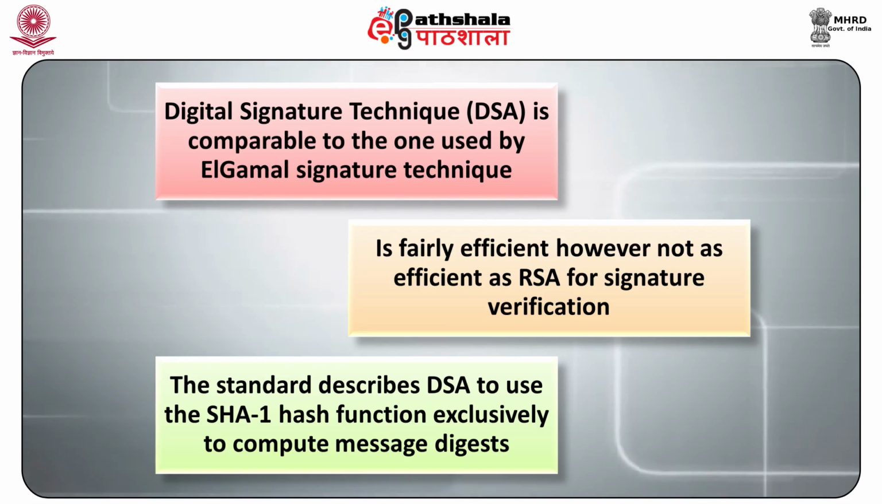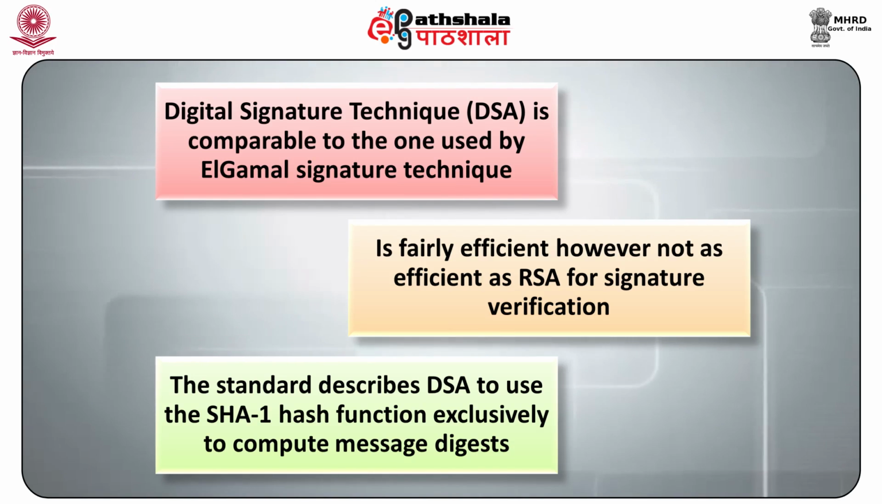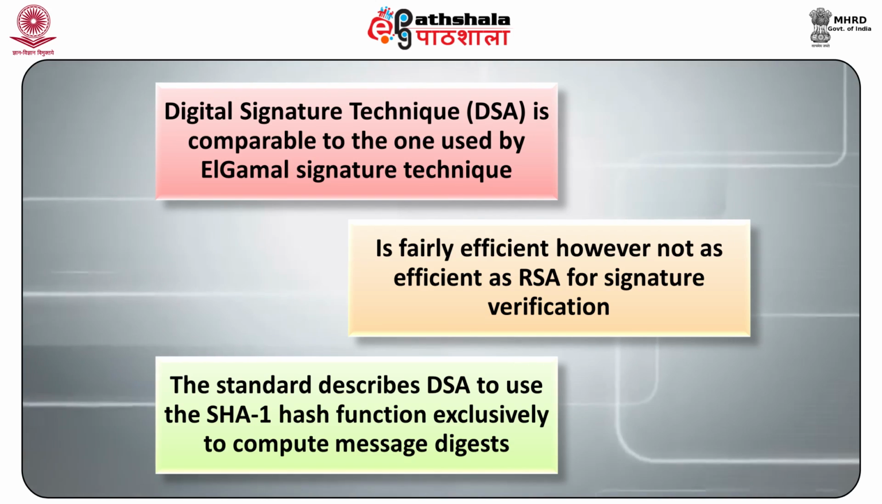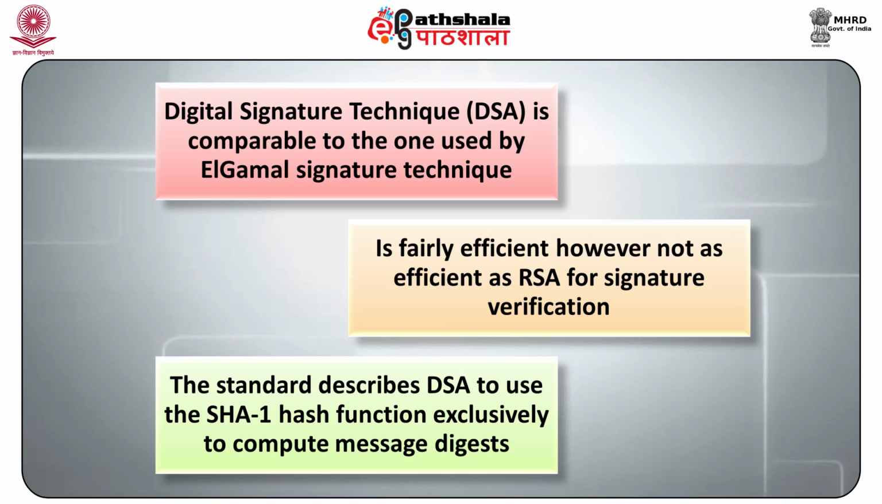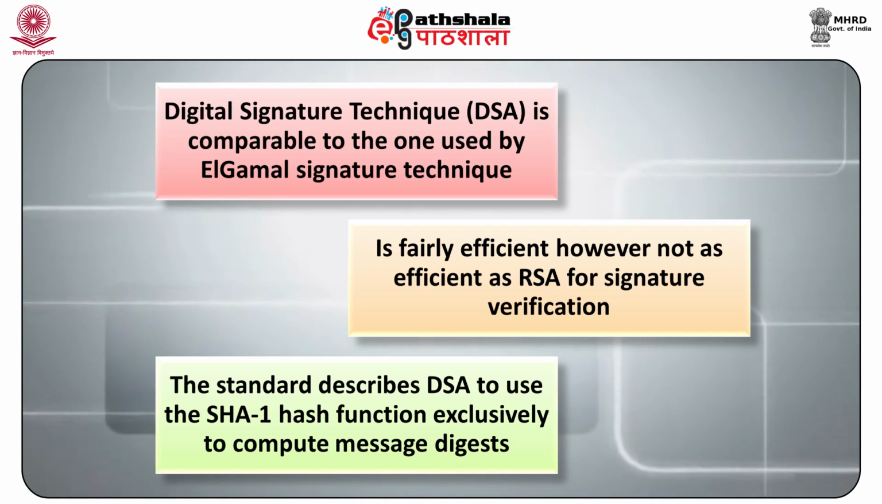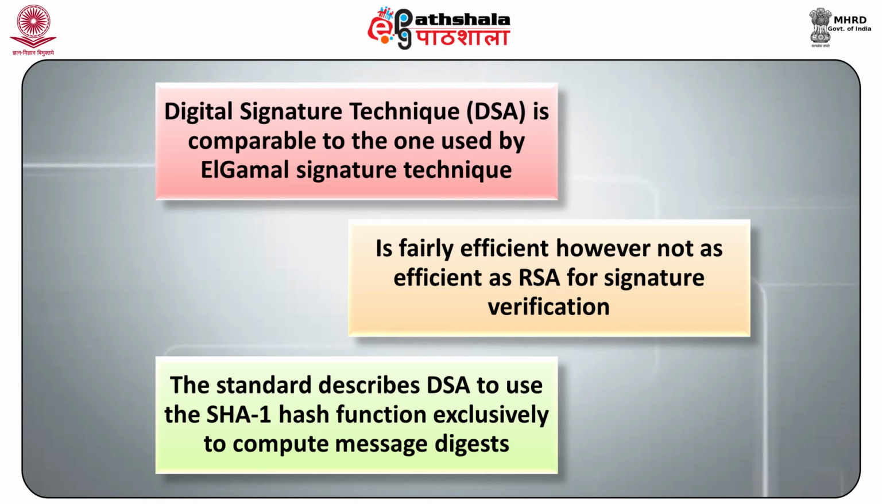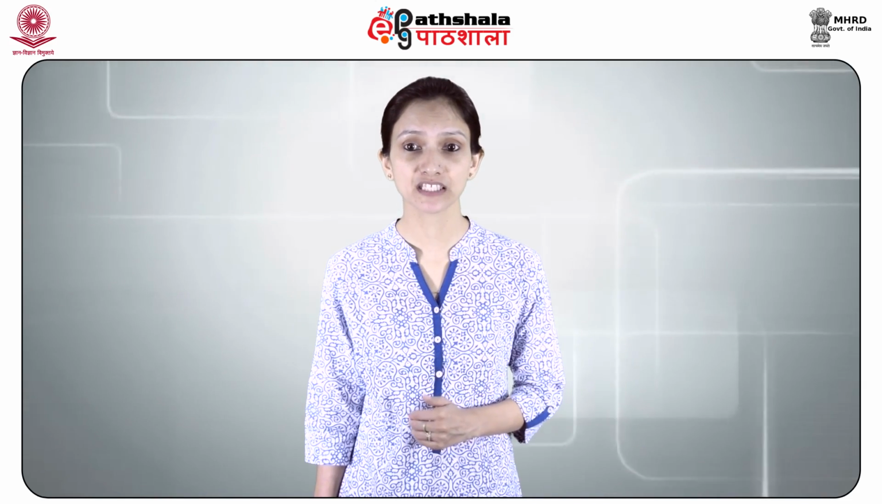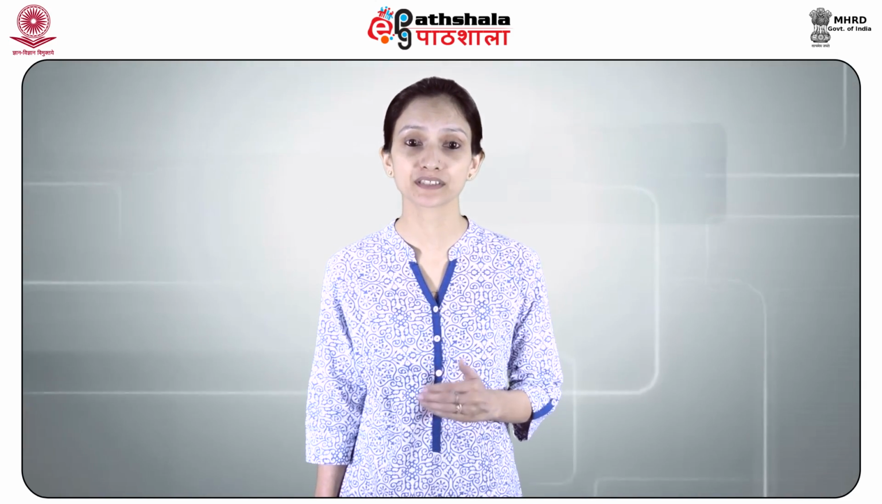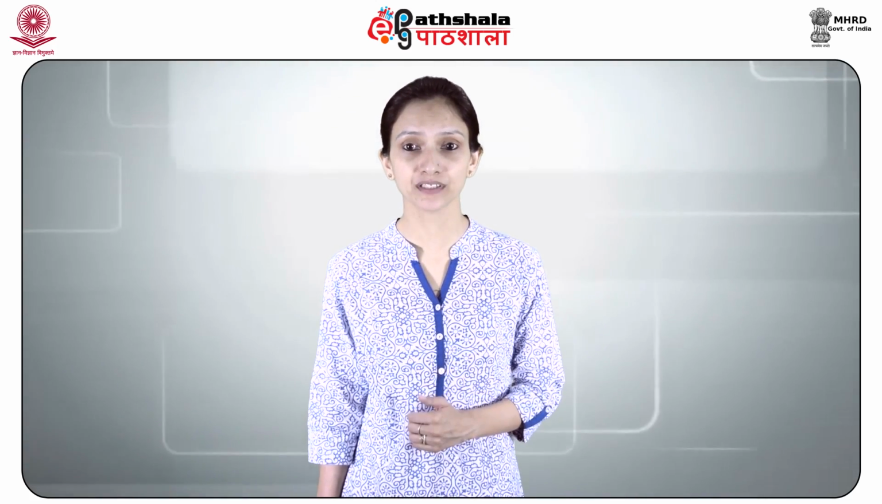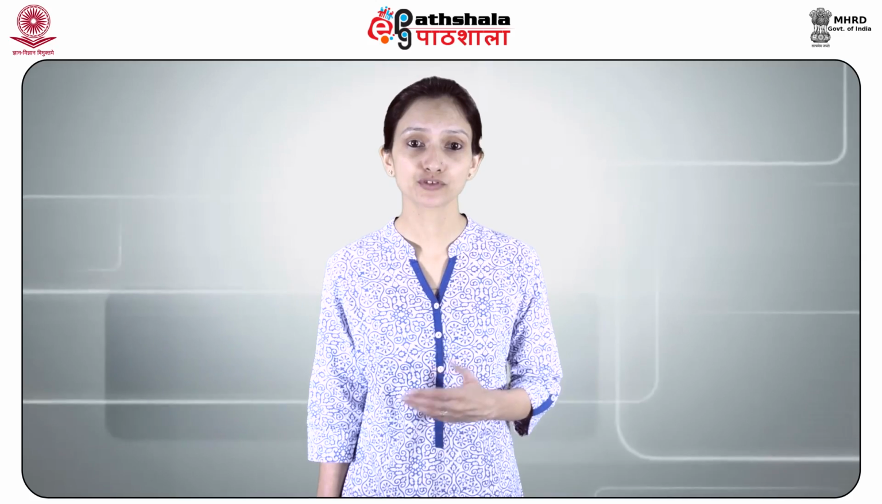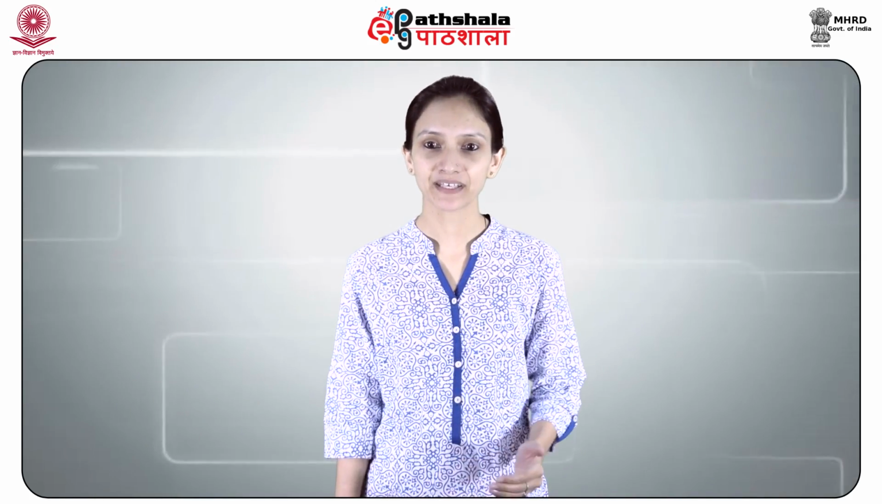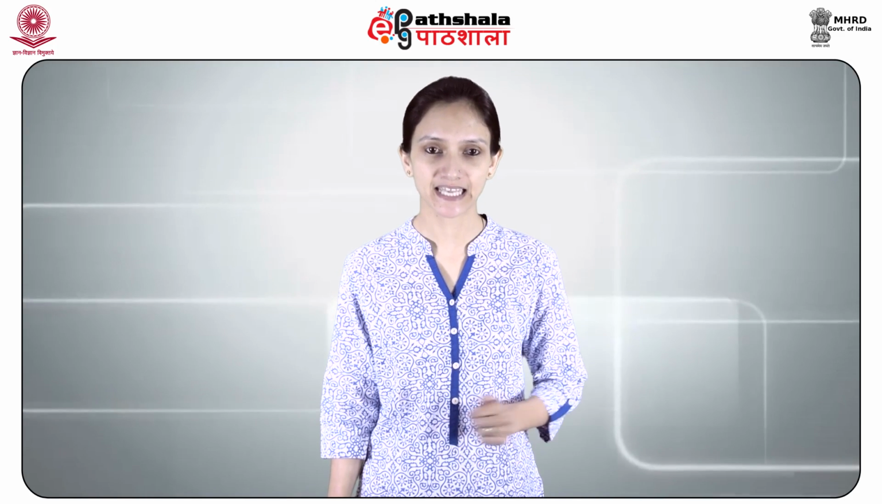Digital signature technique or the DSA is comparable to the one used by the ElGamal signature technique. It is fairly efficient, however, not as efficient as RSA for signature verification. The standard describes DSA to use the SHA-1 hash function exclusively to compute message digests. The foremost difficulty with DSA is the permanent subgroup size, the order of the generator element, which bounds the safety to about only 80 bits. Hardware attacks can be menacing to some implementations of DSA.